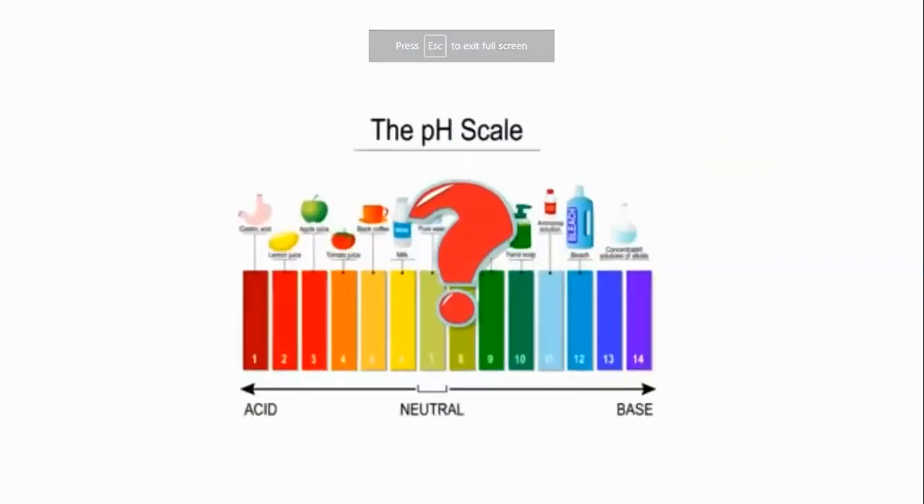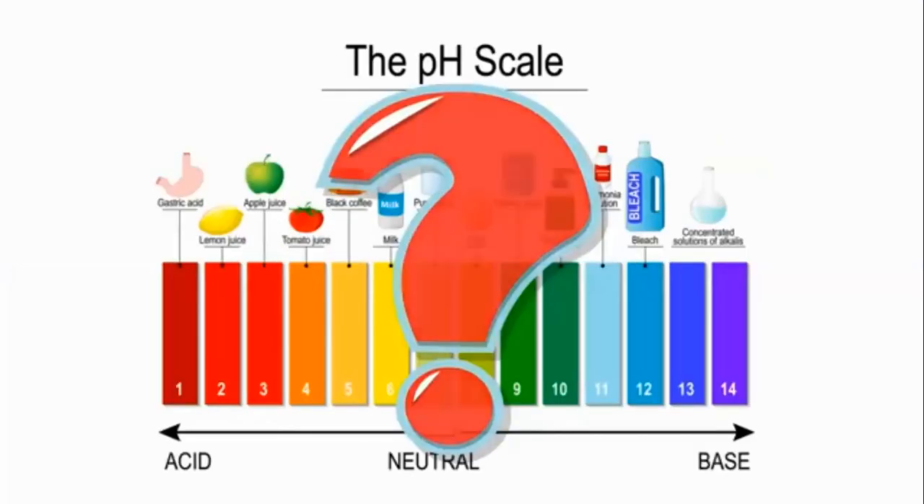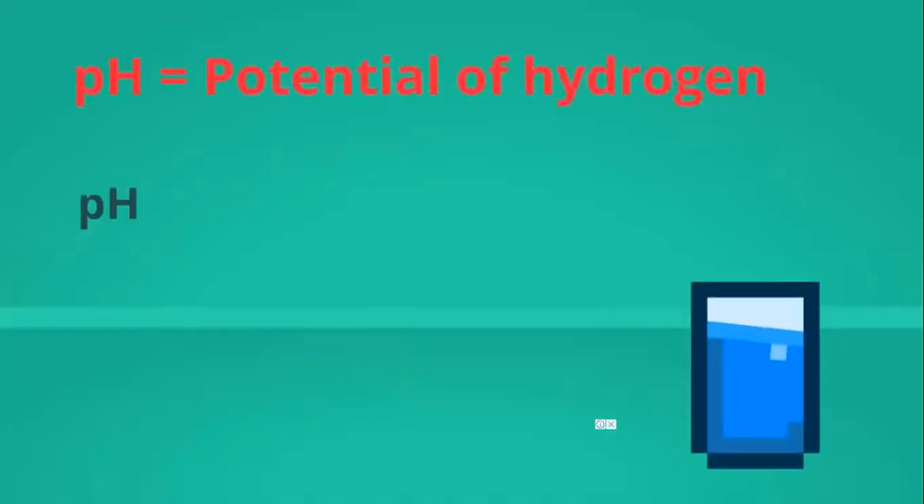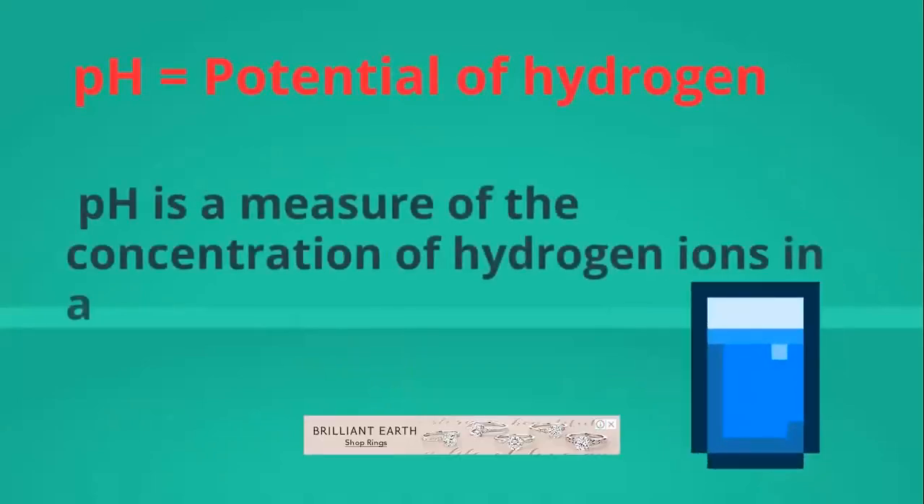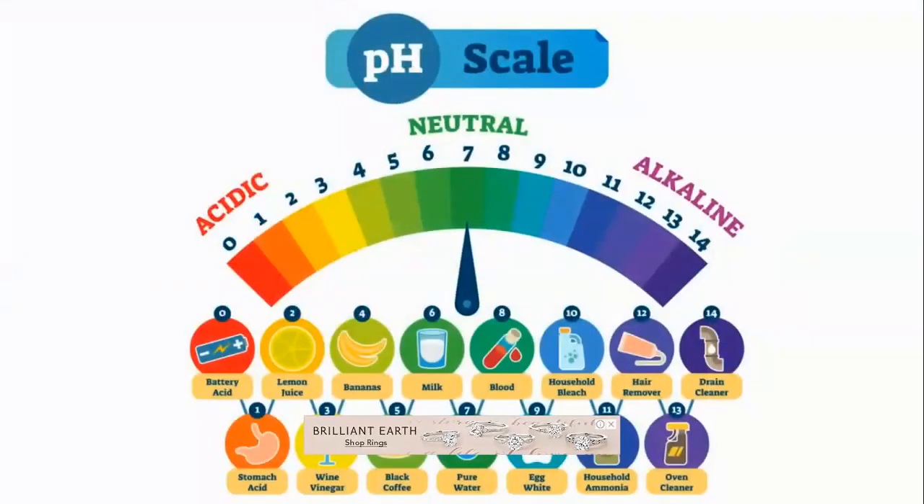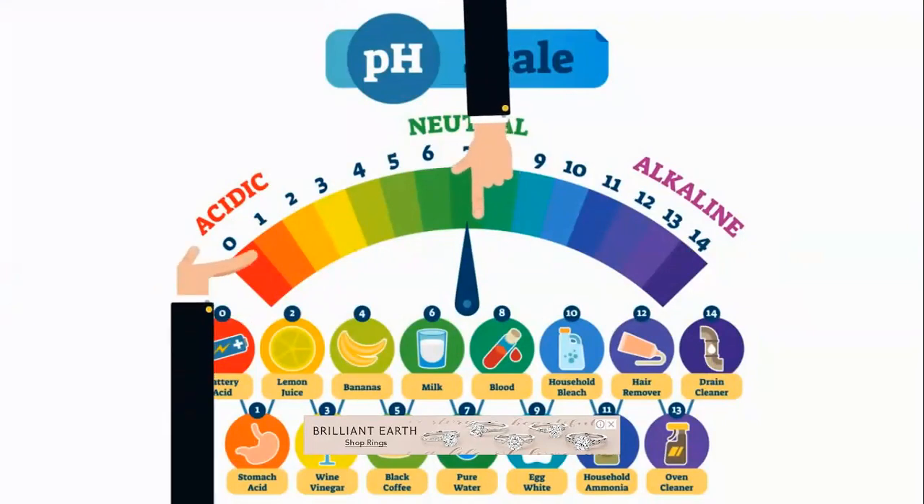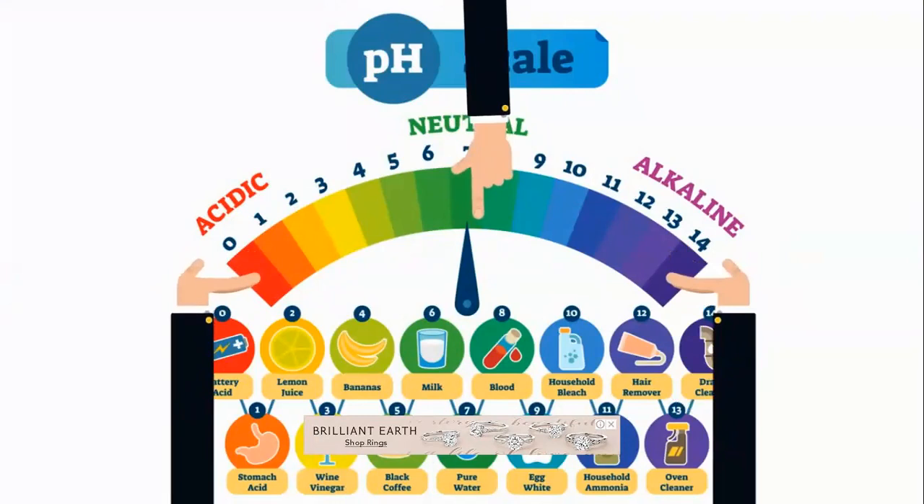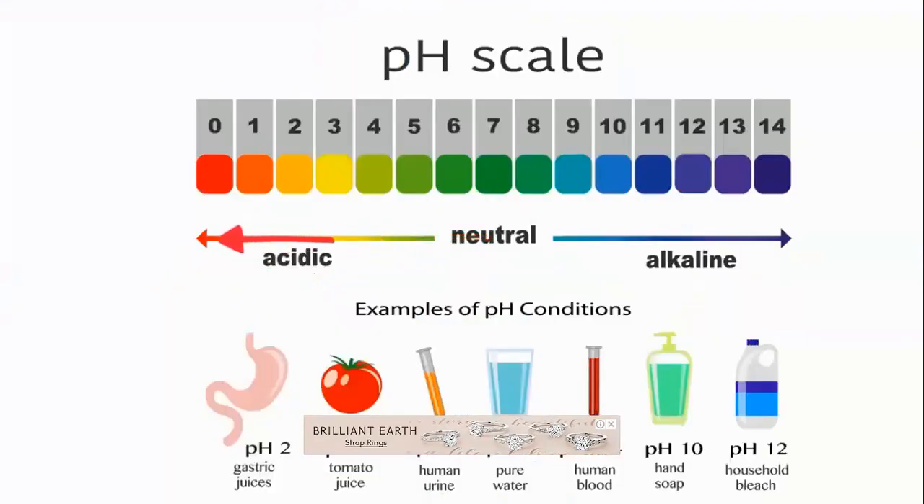What is pH? Let's start with what it stands for. pH stands for the potential of hydrogen, and it's a measure of the concentration of hydrogen ions in a water-based substance. pH is organized into a scale of acids and bases with neutral right in the middle. The range goes from 0 to 14, with 7 being neutral. pHs of less than 7 indicate an acid, where a pH greater than 7 is a base.